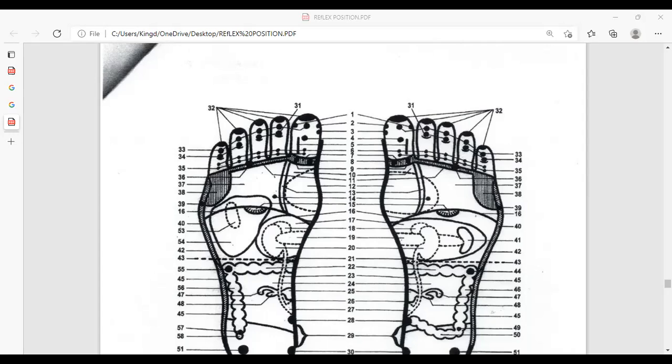Then you have the liver. So you're going to imagine the liver. It is taking up 1, 2, 3, almost 4 toes. So you walk across in this region and you walk up. And then right in the center, you'll find the gall bladder. All right. And then you have the stomach.